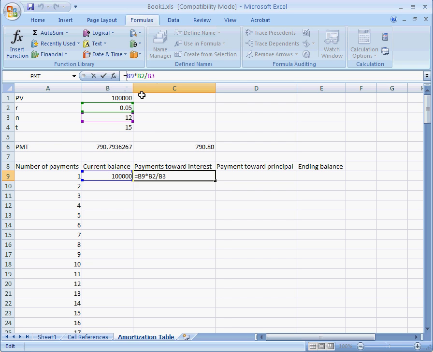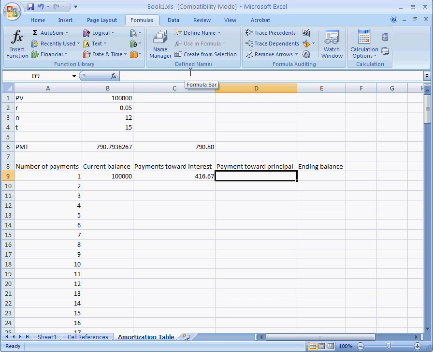This time I'm going to use the round function, round. Again, I'm going to round that to 2 decimal places, so I need comma 2 here, and then enter. So again, it's round the number I'm rounding, comma 2, then close parentheses, and now that's rounded to 2 decimal places. The payment toward the principal is the remains of the payment after I pay the interest.